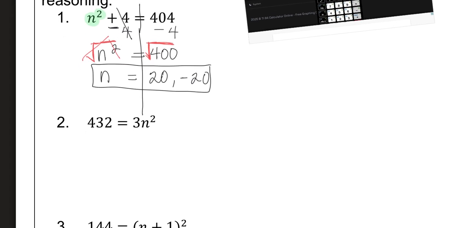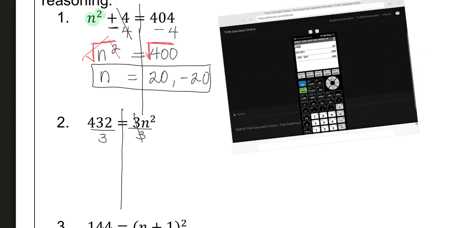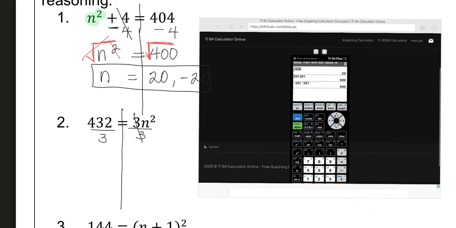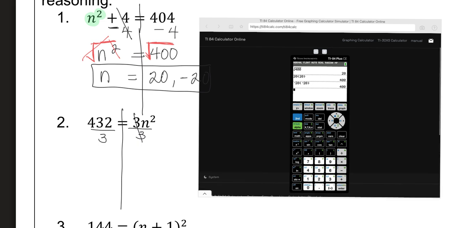If we look at number 2, we can draw that line in. Again, we have to get n squared alone, so we need to get rid of this 3, which is being multiplied to n squared. So I'm going to divide both sides by 3. Okay, we can go ahead and use our calculator here. 432 divided by 3 gives me 144. So I have 144 equals n squared.